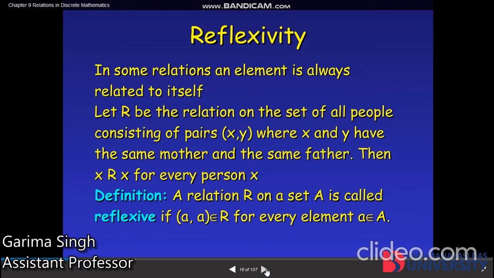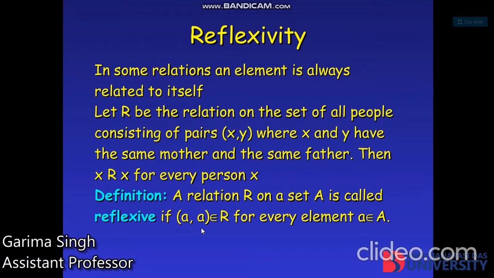Reflexivity means reflection or a mirror image. When an element is related to itself, a self loop, then it is called a reflexive relation. Like (1,1) is a reflexive relation, (2,2), (3,3), all these are reflexive relations. A relation R on a set A is called reflexive if (a, a) belongs to R for every element a belonging to A. If such pairs exist for every element in the set, then that is called a reflexive relation.